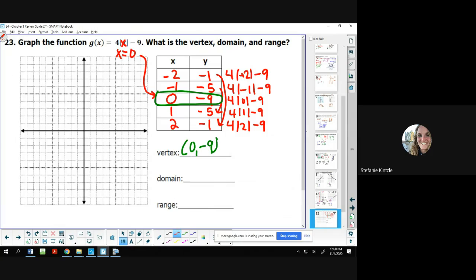So let's plot these points. Left 2, down 1. Left 1, down 5. 0, down 9. And then I just use symmetry to graph the last 2. And there's my V. So again, the vertex is the point of the V, which is at 0, negative 9. Domain in this class is always going to be all real numbers.